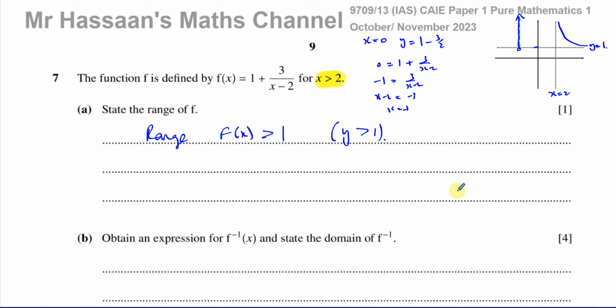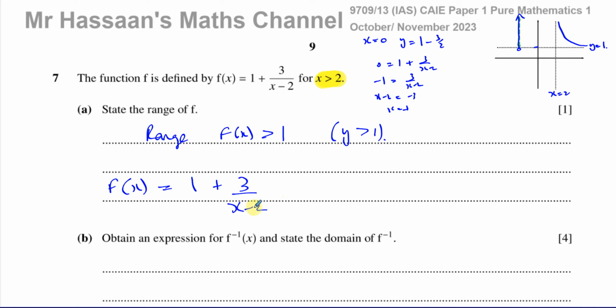And I'll show you how we can think about the range of this function by looking at the equation itself. So if you think about the range of this function looking at the equation itself, you can think of it like this: x is greater than 2. So x starts from 2. So let's think of when x is close to 2.